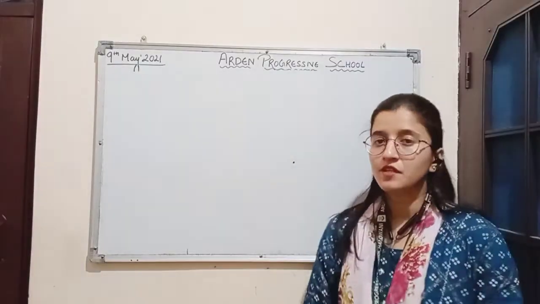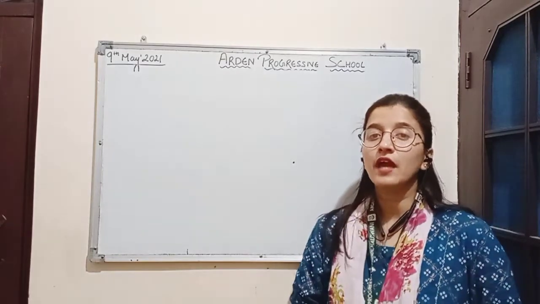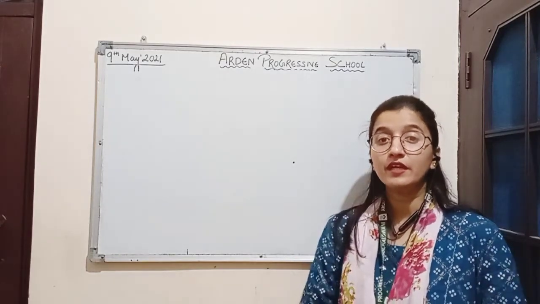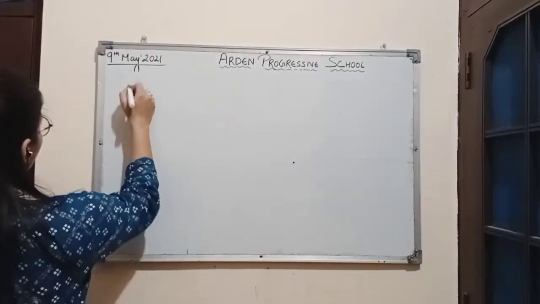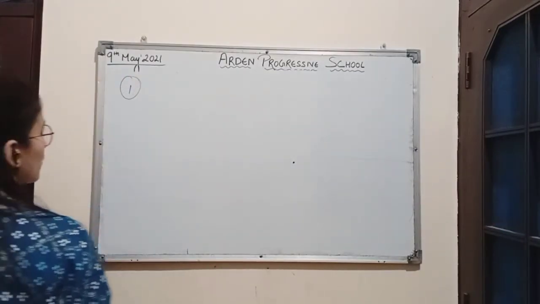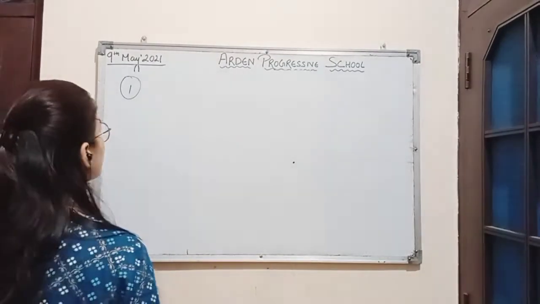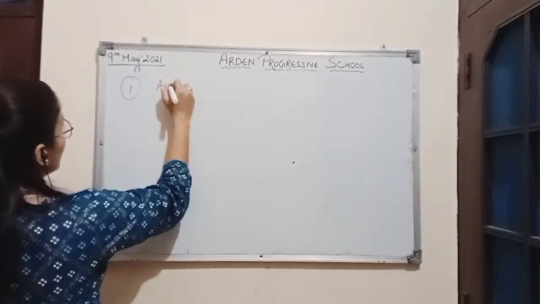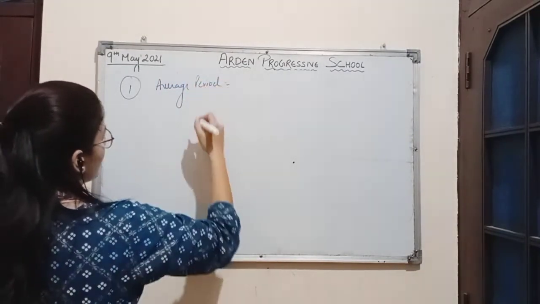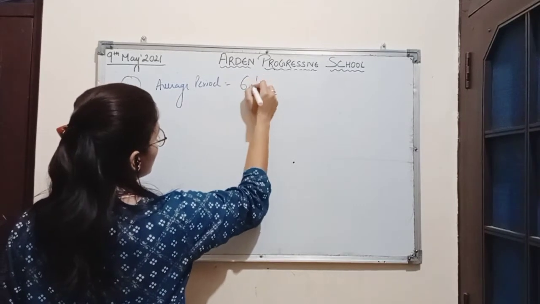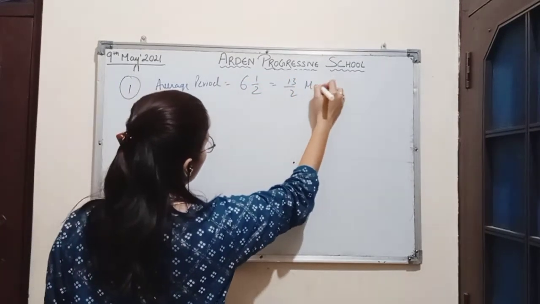So we have discussed all the 3 cases, and we have also learned how to calculate the average period in each case. So as we know, in the first case, where equal amount of drawings was withdrawn by the partner in the beginning of every month, average period in the first case was 6 1 by 2, which is 13 by 2 months.